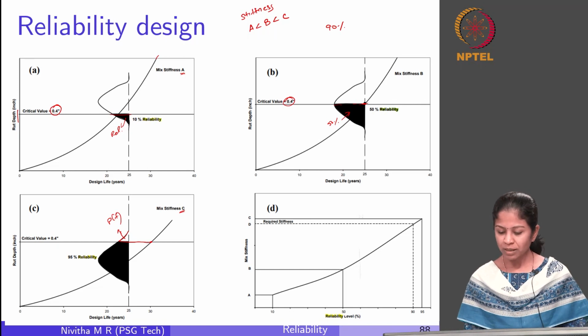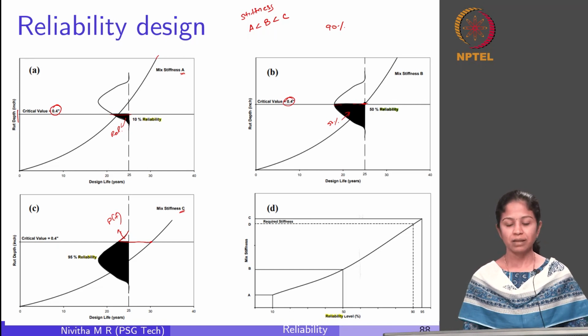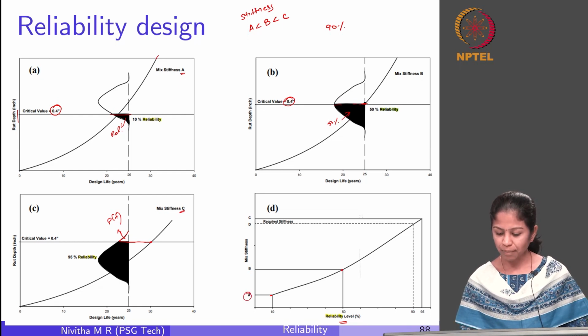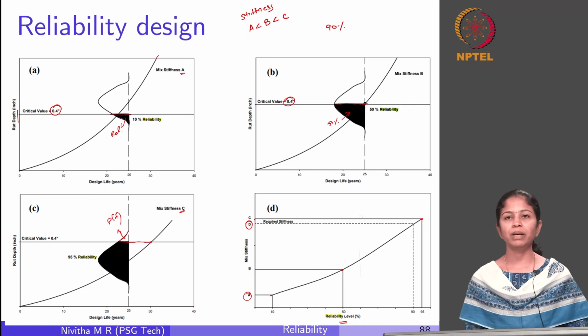Then what we do is, for each of the reliability levels, right. So my x axis here is reliability level. For 10%, I use the appropriate mixed stiffness. Then for 50% reliability, what is the mixed stiffness? Then for 95% reliability, what is the mixed stiffness? Based on this, I will be able to calculate the required mixed stiffness D.